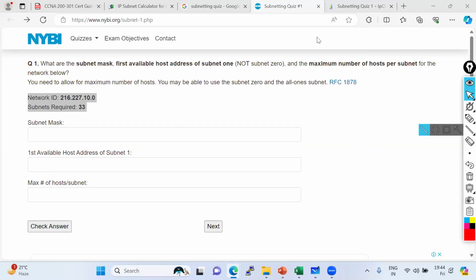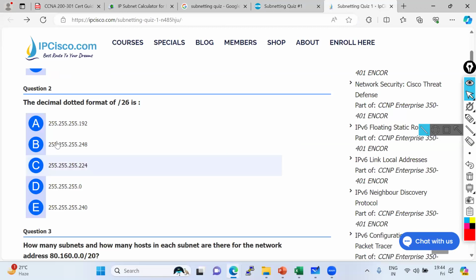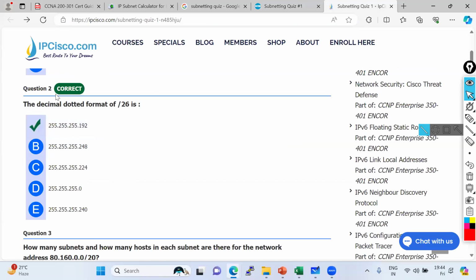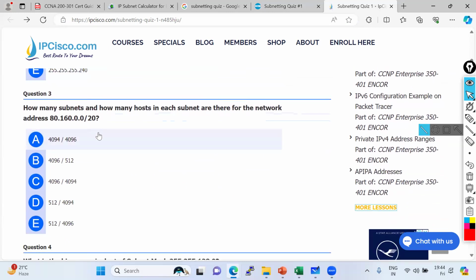So you can now tell me which is the correct answer. /26 is 255.255.255.192. Yeah, you're correct. See, 100% marks. Now tell me how many subnets and how many hosts in each subnet for the network address.